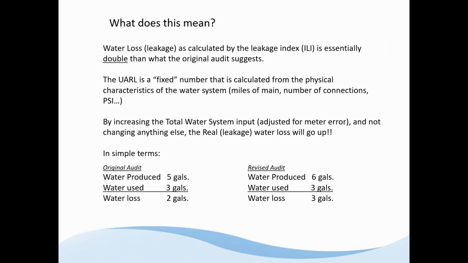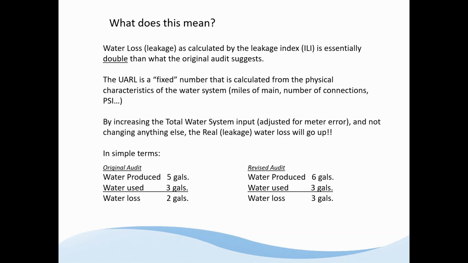Simply put, water loss leakage is calculated by the leakage index, which is essentially double what the original audit said. Fixing that number changes the physical characteristics of the water system, changes everything. By increasing the total system input, and not changing anything else, your water loss is going to go up. So this is helping you.